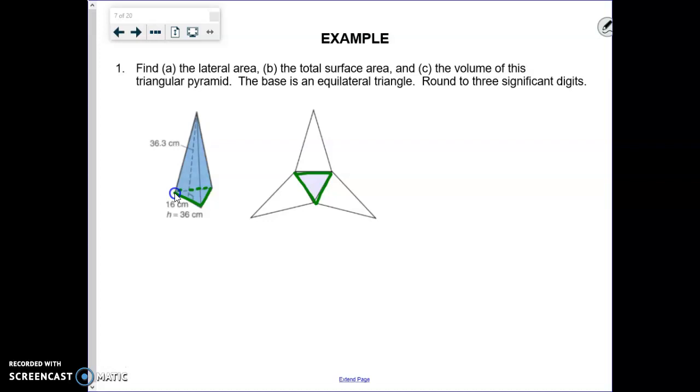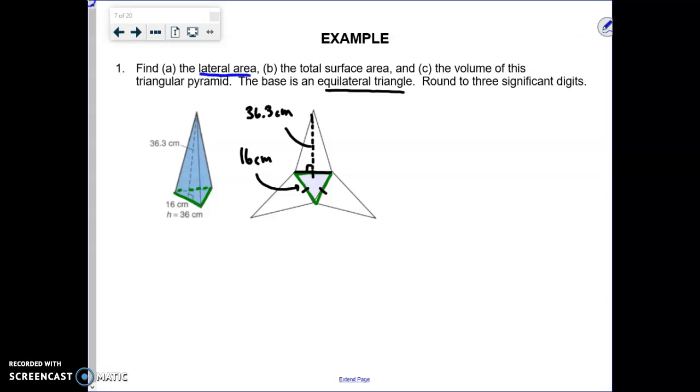So we know from the picture here that the sides, all three, are equal, because it says it's an equilateral triangle. And we also know that one edge of the base is 16 centimeters, because that's given to us. It also tells us that the slant height, which goes from the edge of this base perpendicular up to the apex, is 36.3 centimeters.